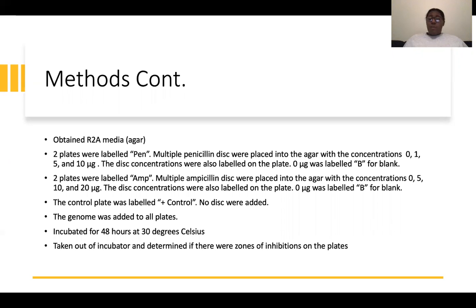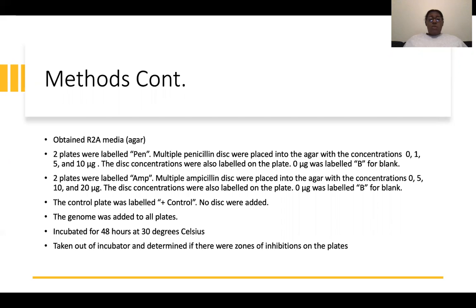The same happened for ampicillin. Two plates were labeled AMP, which stands for ampicillin. Multiple ampicillin discs were placed into the agar with concentrations of 0, 5, 10, and 20 micrograms. The disc concentrations were also labeled on the plate, and 0 micrograms was labeled B for blank. The control plate was labeled positive control, and there wasn't any antibiotic disc added to this plate.